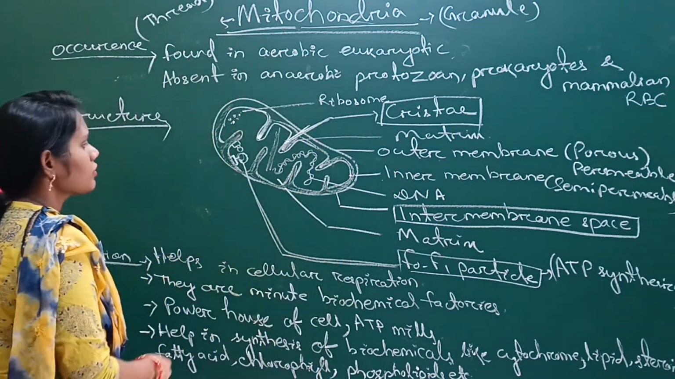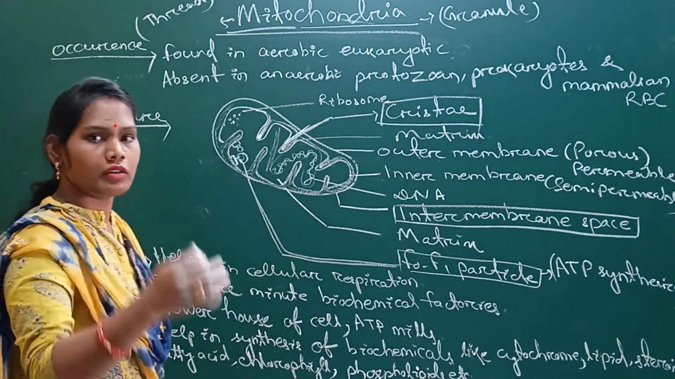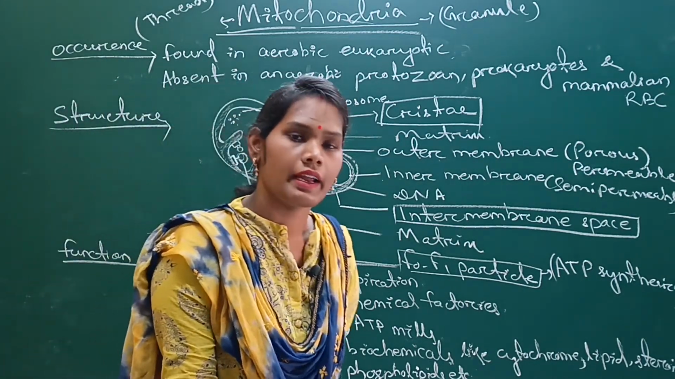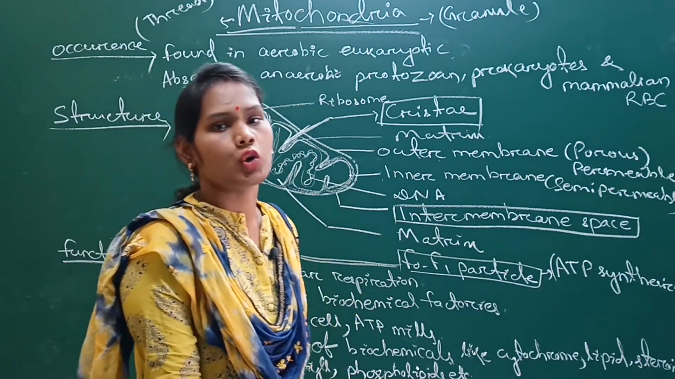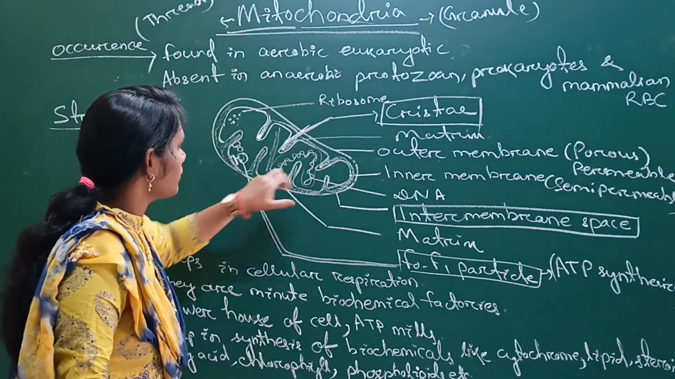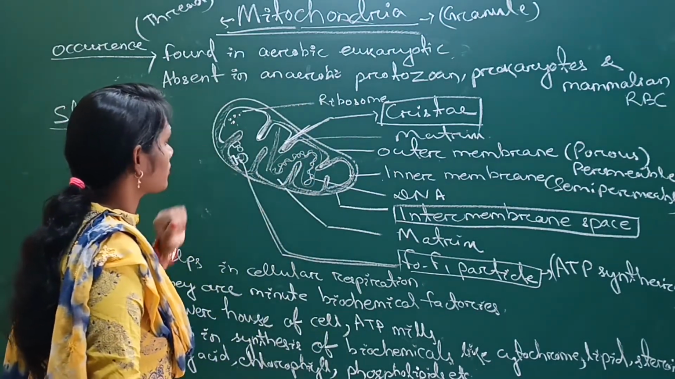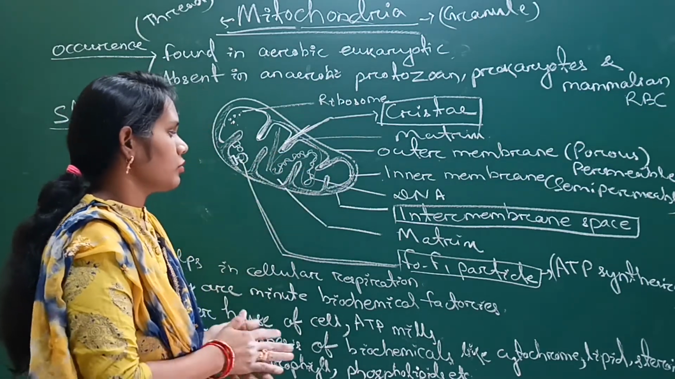Okay, so ribosome and DNA are also present within the mitochondria. Mitochondria has its own DNA and its own ribosome. That's why mitochondria is also called a semi-autonomous organelle. So you can see thread-like structures and some granule-like structures present within the mitochondria; this is the DNA and this is the ribosome.